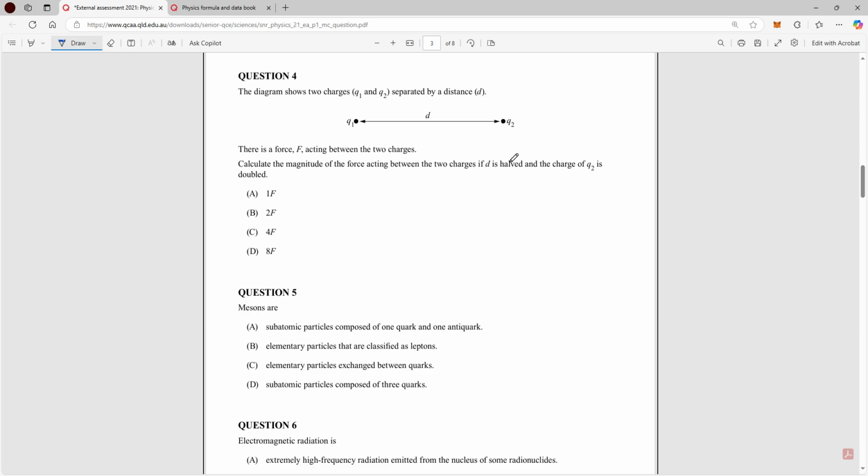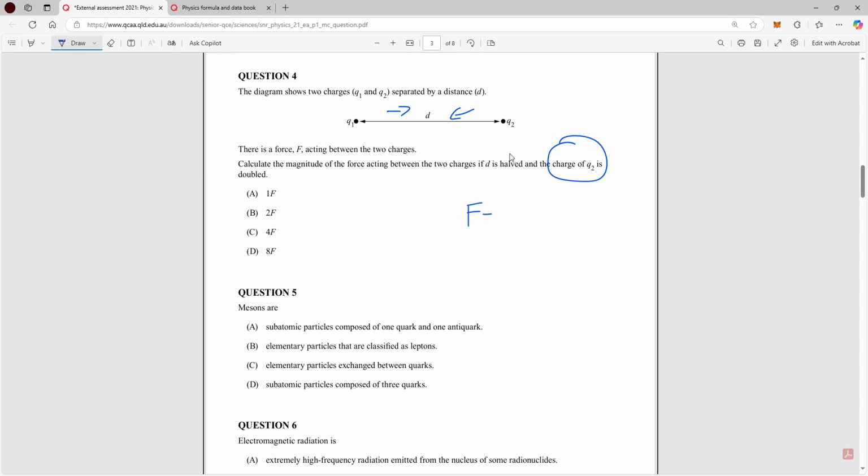Question 4. The diagram shows two charges, charge 1 and charge 2, separated by a distance d. There is a force F acting on the two charges. Whether they're positive or negative, there will be an attractive or repulsive force. Calculate the magnitude of the force acting between the two charges if d is halved and the charge of Q is doubled. If you move them closer together, the force, whether attractive or repulsive, will increase. It will also increase if the charge of one of them is doubled.